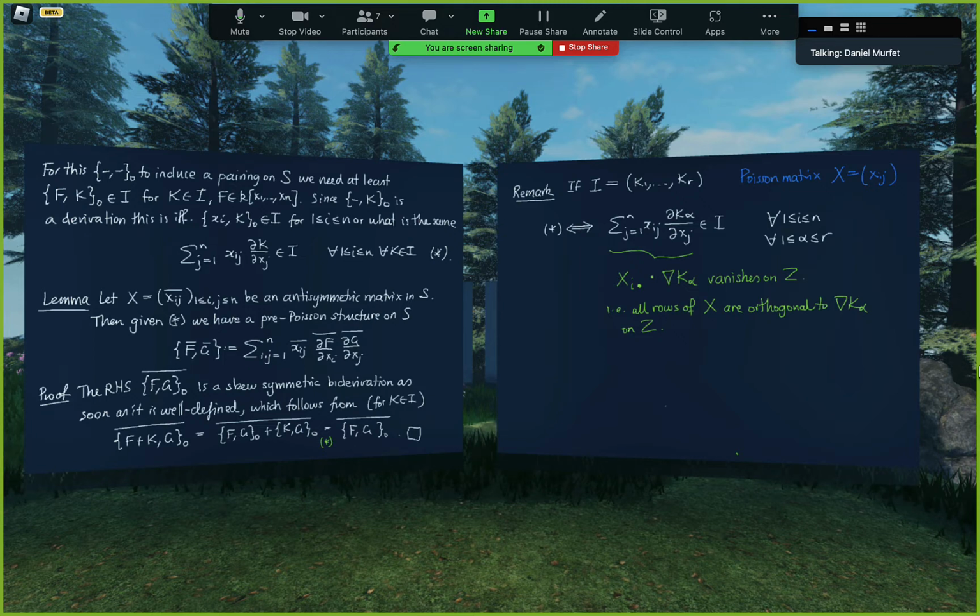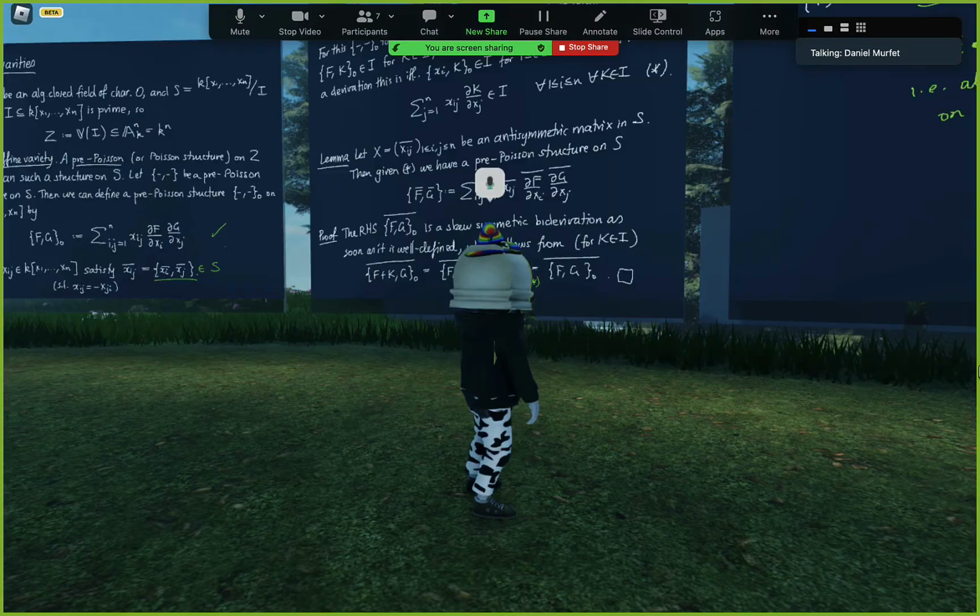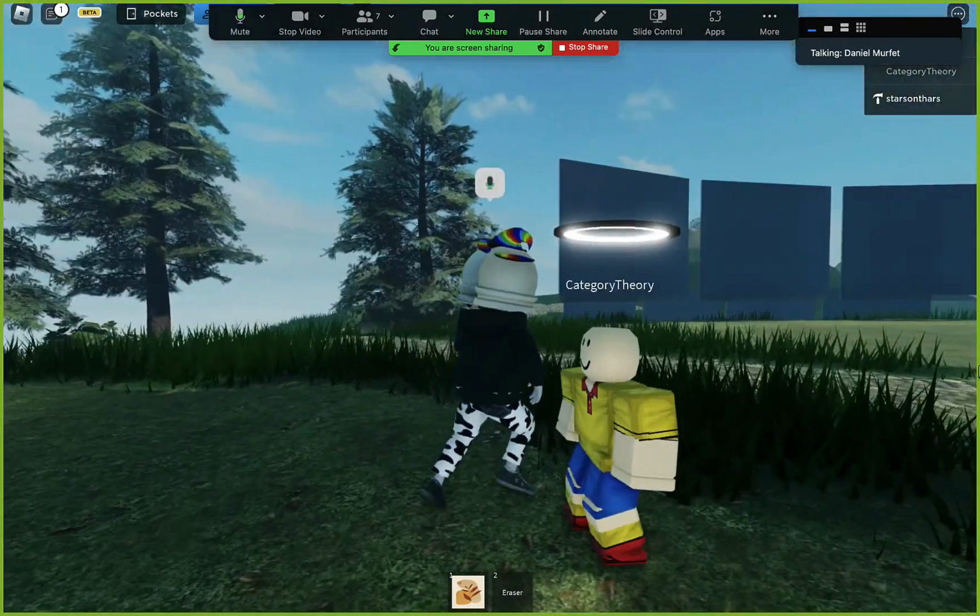Thinking about whether to jump straight into Poisson manifolds, or I was going to talk a little bit about... I think I'll go through this stuff. Okay. Any questions so far?